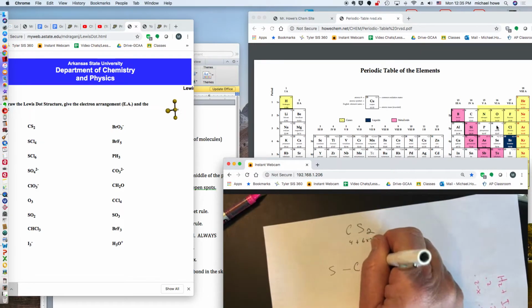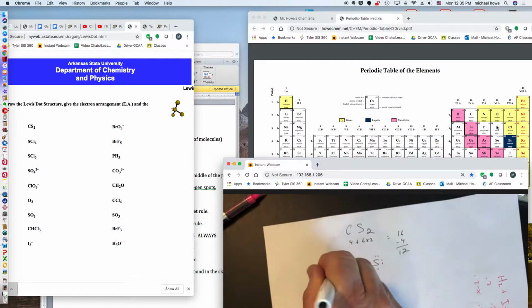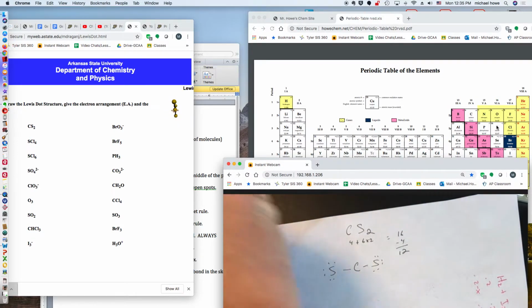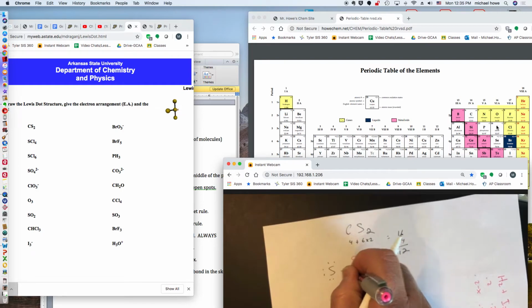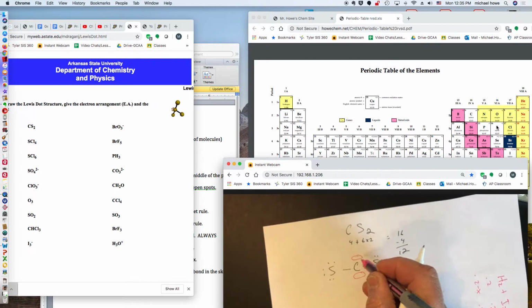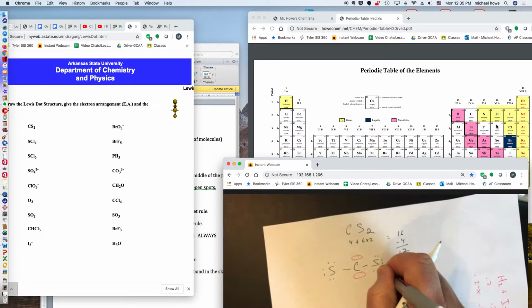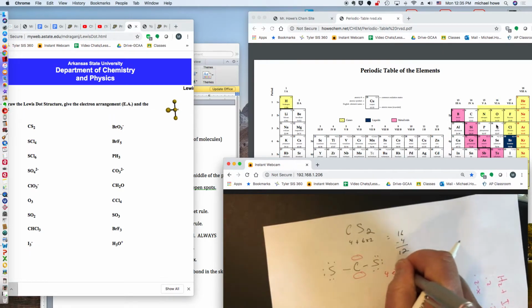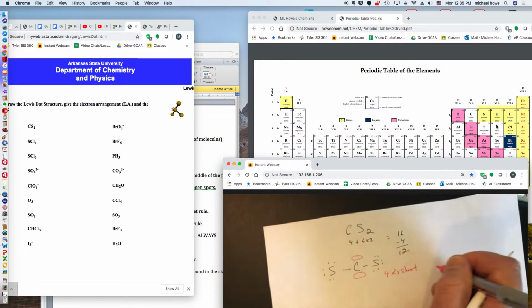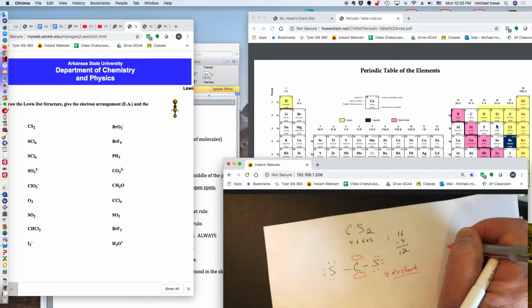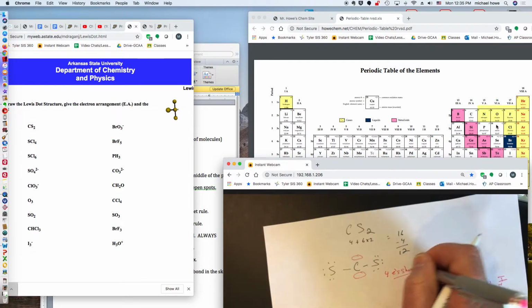So if I go 1, 2, 3, 4, 5, 6, 7, 8, 9, 10, 11, 12, that all looks nice until I realize that there's an empty spot there and an empty spot there because the carbon needs to have 8. And right now it only has 1, 2, 3, 4. It needs 8. So I really am 4 electrons short. I don't have enough. I need 4 more. 4 electrons too few. Short means too few.